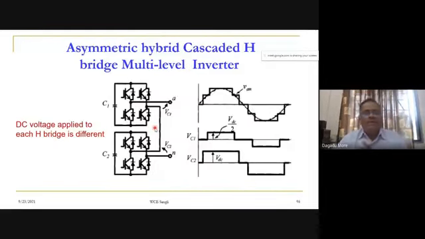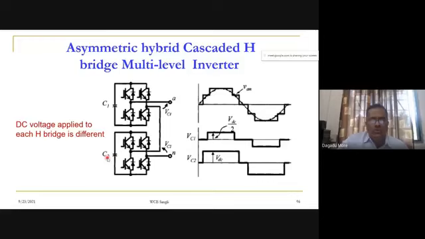Now here we are going for something different. In this case, we are going for a 5-level cascaded H bridge multi-level inverter. And here the upper voltage will be half of the lower voltage.